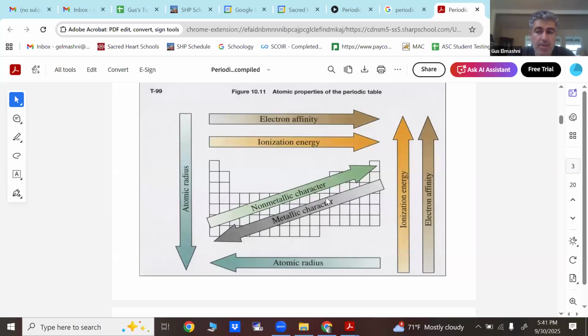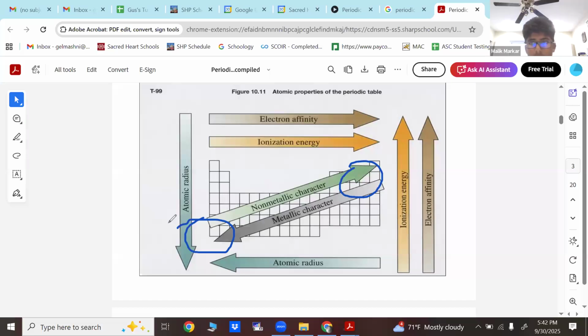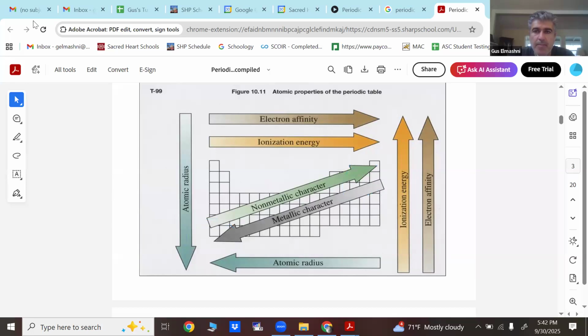Now, what is your understanding of ionization energy? If I ask you to define it, do you know what ionization energy is defined as? Energy needed to remove an electron from an atom. Okay. So energy needed to remove an electron from an atom. Now, do you see why ionization would be really high over here and really low over here? No. Okay, so let's have that discussion. Thank you for your honesty. Appreciate it.